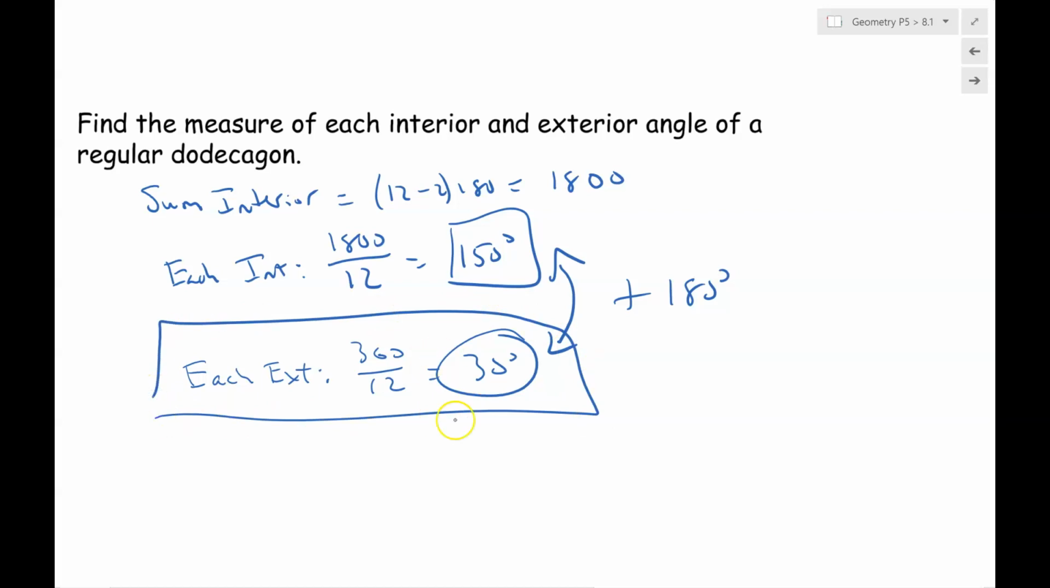So a lot of times we ask for both. So a lot of times what I do is I just find the exterior one and then take 180 minus whatever that exterior is to get the interior. Okay, so sometimes it's a lot simpler to find that. So in this case, I would have done exterior first, and then subtract from 180 to get 150. A little less work. Okay?